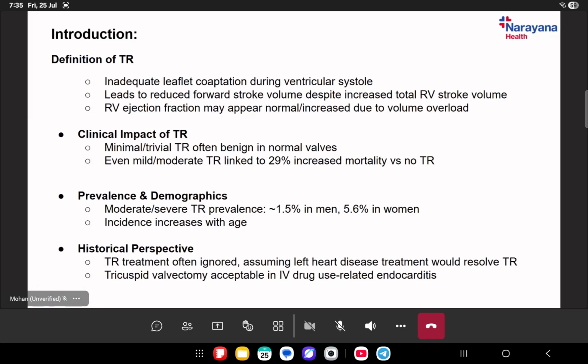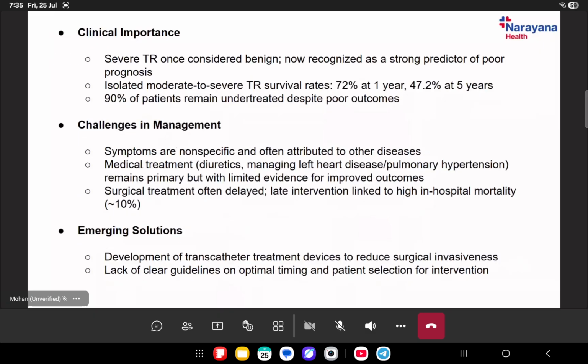Historical perspective: TR treatment was often ignored previously, assuming left heart disease treatment would resolve TR. And then some cases of tricuspid valvectomy being acceptable in IV drug use related endocarditis previously gave hope that the RV is a passive conduit, and tricuspid regurgitation need not be corrected.